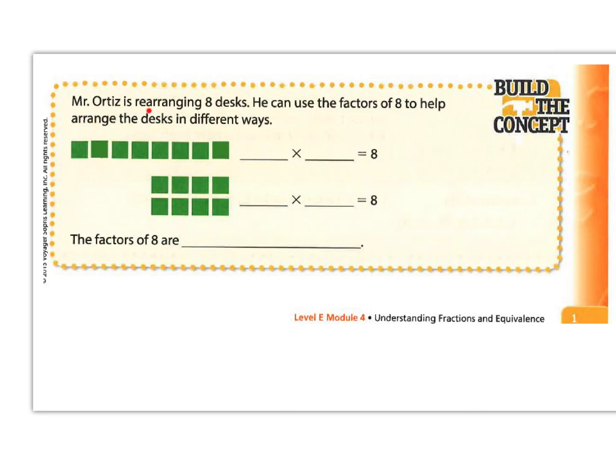This says, Mr. Ortiz is rearranging 8 desks. He can use the factors of 8 to help arrange the desks in different ways. Well, here we have just kind of one row of 1, 2, 3, 4, 5, 6, 7, 8. So we know that 1 times 8 is 8. Or here he did 2 rows across of 1, 2, 3, 4. So 2 times 4 equals 8. So the factors of 8, if we list them in order, are 1, 2, 4, and 8.